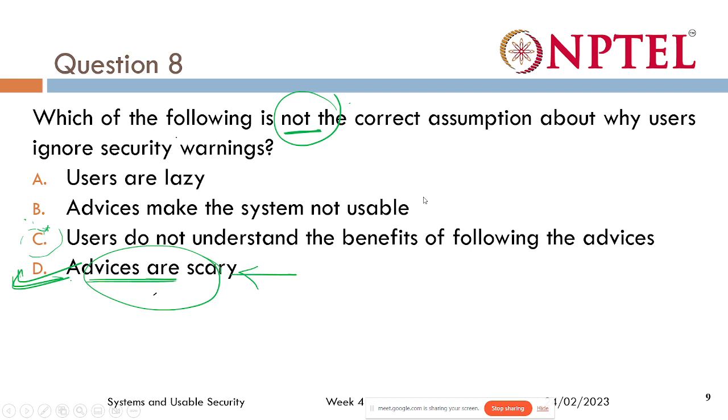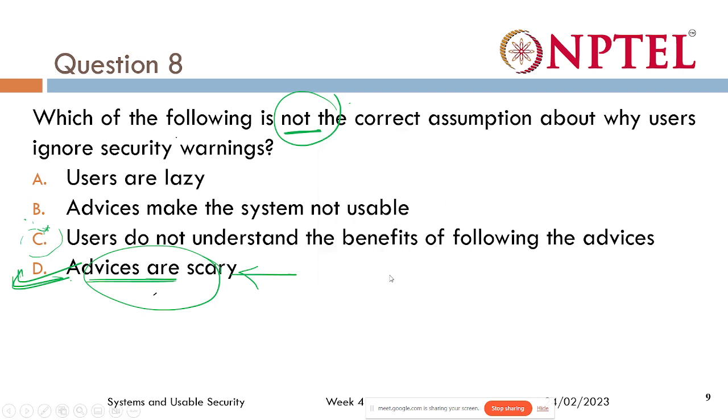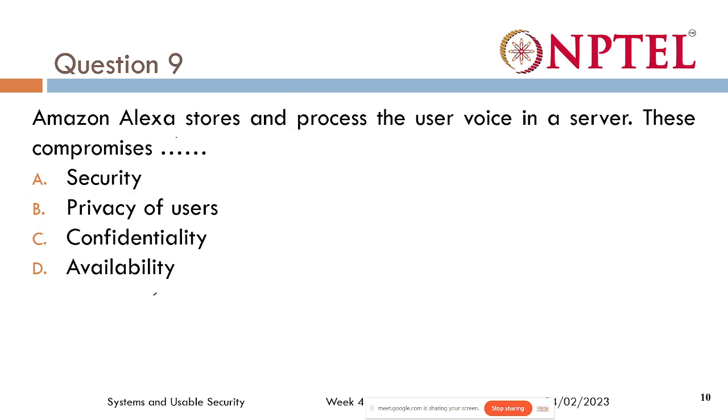Because they often ask you to accept the license agreement, right? So without even reading, users will say, okay, I agree, because there is no choice to proceed further. So we cannot say that the advices are scary. That's why they ignore the security warnings. So shall we move ahead?